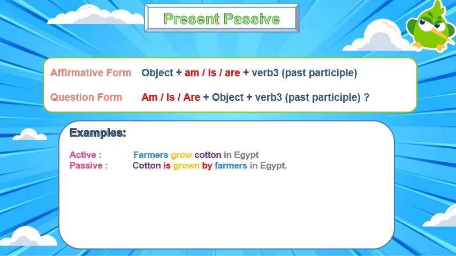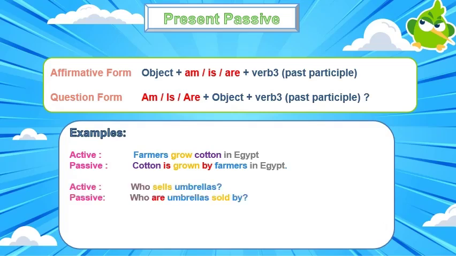Let's see example number 1 in the present simple. Active: farmers grow cotton in Egypt. This is in the active. Is this sentence in the past or in the present? The present, right? So we will change this to the passive. We will start with the object, cotton. After it, cotton, singular or plural? Singular, so is. And after that, grow will be in the past participle, so it will be grown. And we will add "by", then the subject, and end with in Egypt.